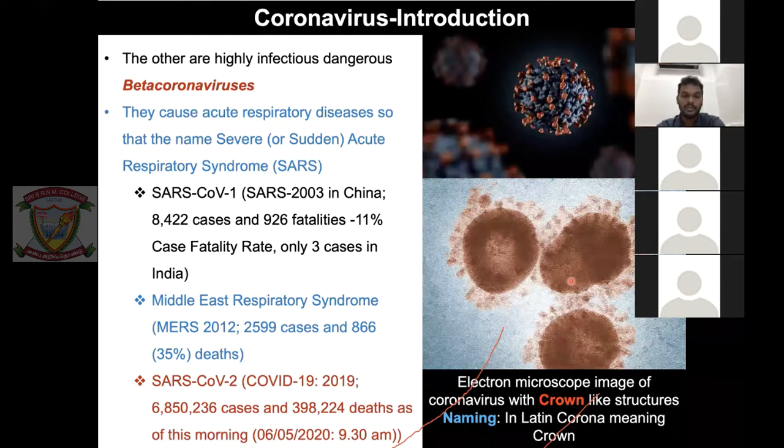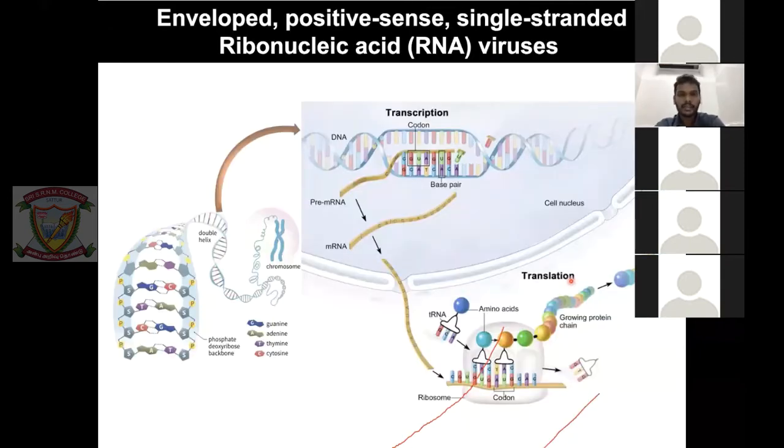If you look at the percentage, SARS-CoV-2 is definitely much lower than MERS, but if you look at the volume of deaths, it's really, really heavy. That gives you an alarming signal that we need to be really careful about going outside. Okay, now a couple of slides back, I mentioned something called enveloped, positive-sense, single-stranded ribonucleic acid viruses. This is a long sentence, but it has several meanings.